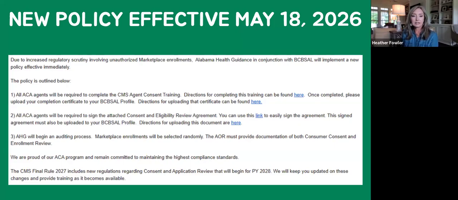We'll go ahead and start selecting some random enrollments and ask for those. And so if you get that email, we're just going to ask that you send both that initial consent and the enrollment review. You'll need to be able to prove you have both of those documented properly. And there are some new things that will be coming out for plan year 2028 that were just in this final rule, if nothing gets changed or halted by a court or something regarding that. But as those things come out, we'll keep you updated and make sure you know what to do. But for now, what we have talked about in this webinar is what you need to be doing.